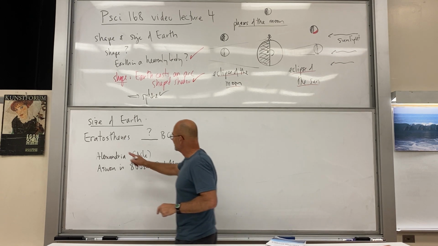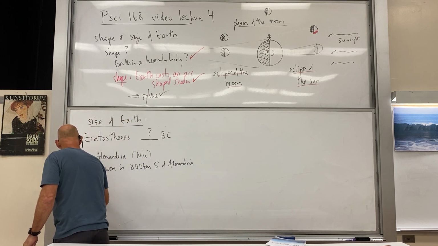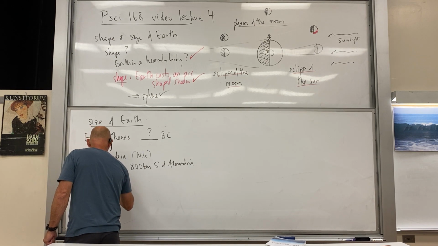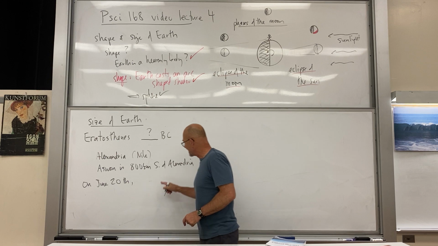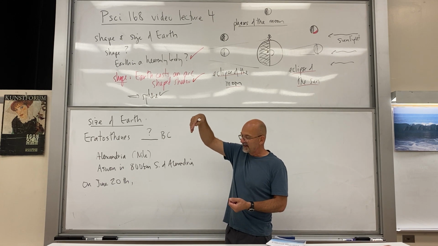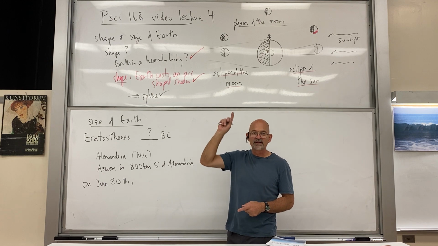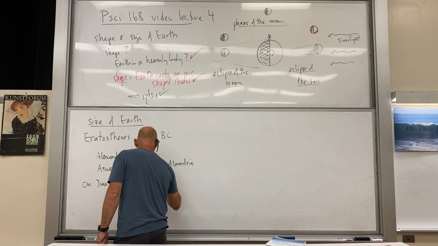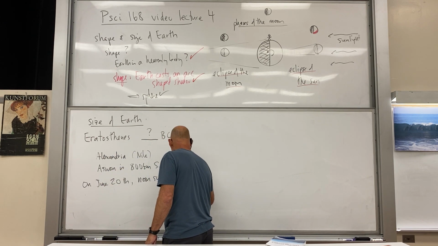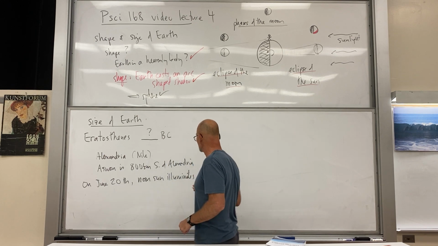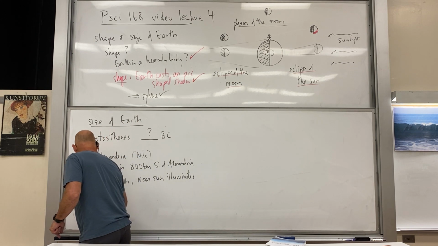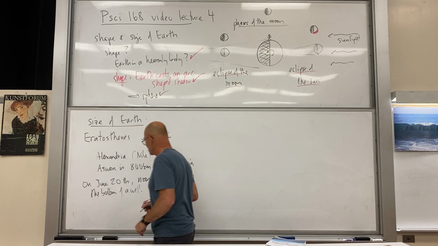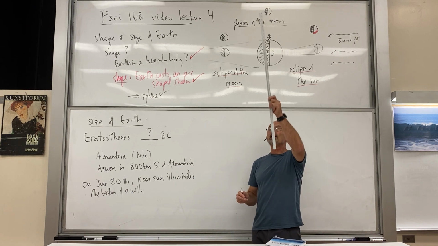So what he reads is that on June 20, there's a well at Aswan that is illuminated. The bottom of the well is illuminated by the sun directly overhead. So on June 20th, the sun at noon illuminates the bottom of a well. This is how I heard the story, at least. The bottom of a well. Okay. And the implication is that the sun is directly overhead.